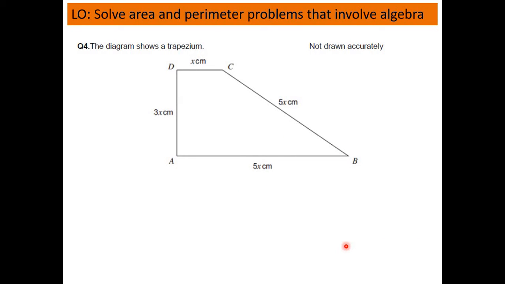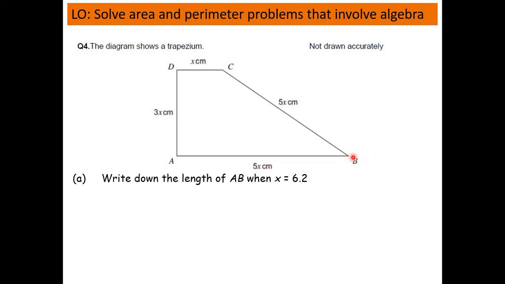Question 4. So this diagram shows a trapezium. It says it's not drawn accurately, and we've been given some measurements. We've got x centimeters along here, 5x centimeters along here, 3x centimeters along here, and 5x centimeters down here. Part A to this question, they want you to write down the length of AB when x equals 6.2.